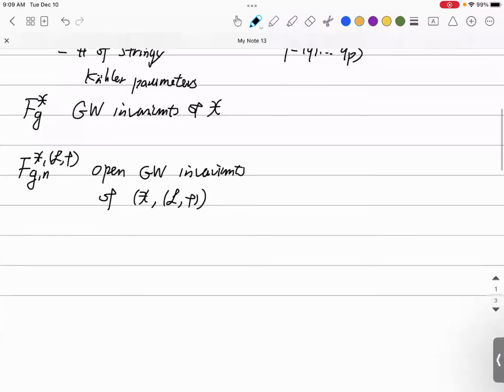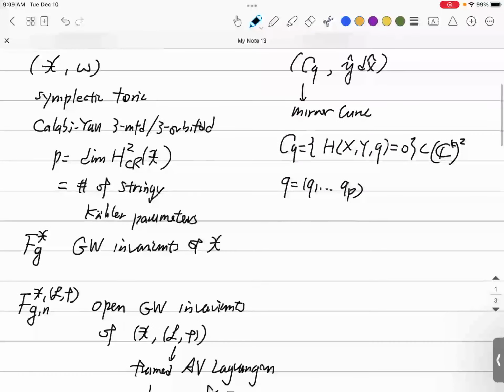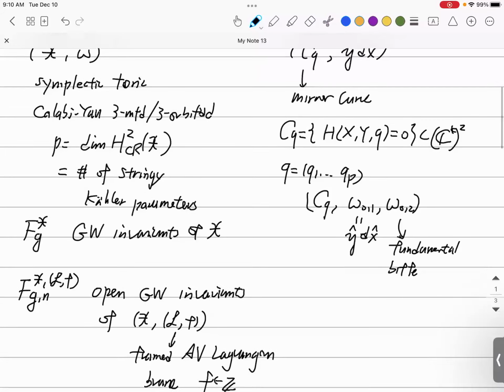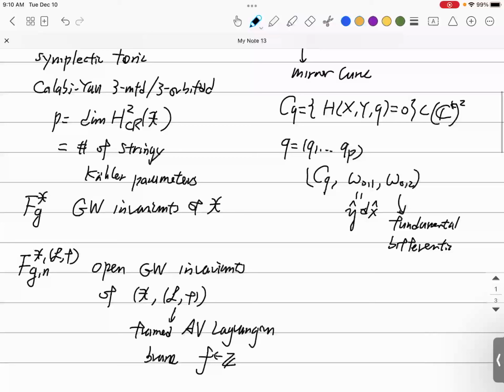This L is the so-called framed Aganagic-Vafa Lagrangian brane, where framing is some integer. And this is supposed to relate to, so this is essentially y dx, and this is some fundamental Bergman bidifferential of the second kind.